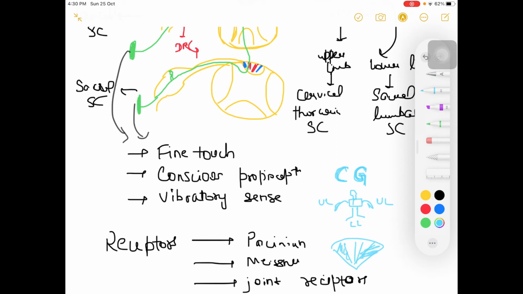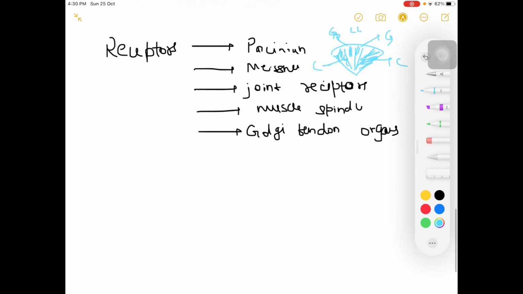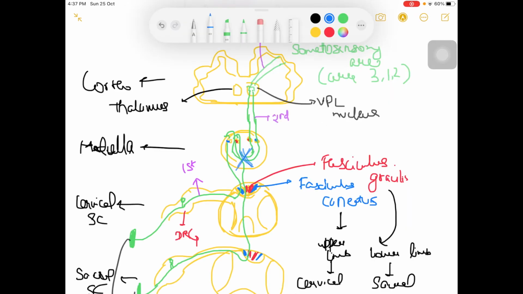which is more lateral, that is cuneatus. Which is more medial, that is gracilis. So remember like that, gracilis for lower limb, which is more medial, and for upper limb we have cuneatus, that is lateral. Okay. So this was our first tract, that is dorsal column pathway. Now in posterior column, the second order neurons' fibers are called the medial lemniscus. Hence it is called the medial lemniscus pathway also.